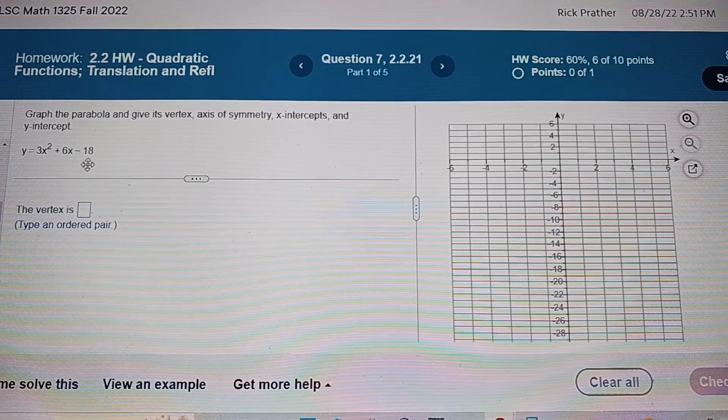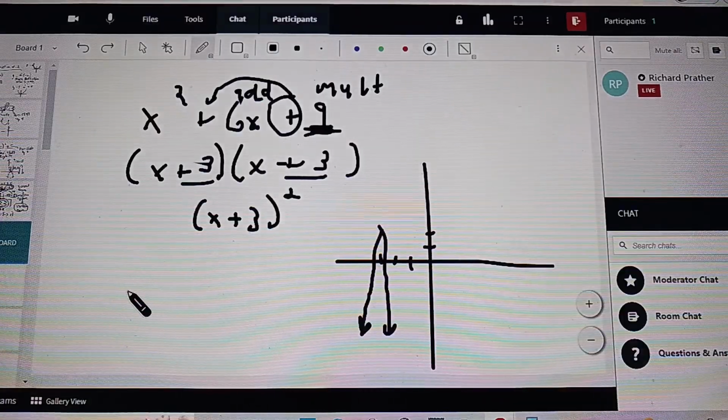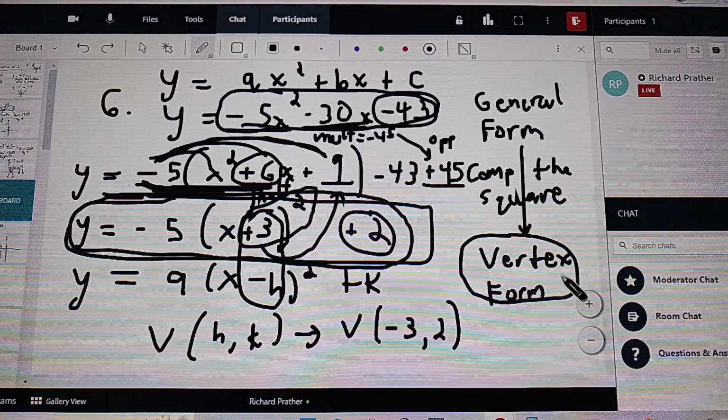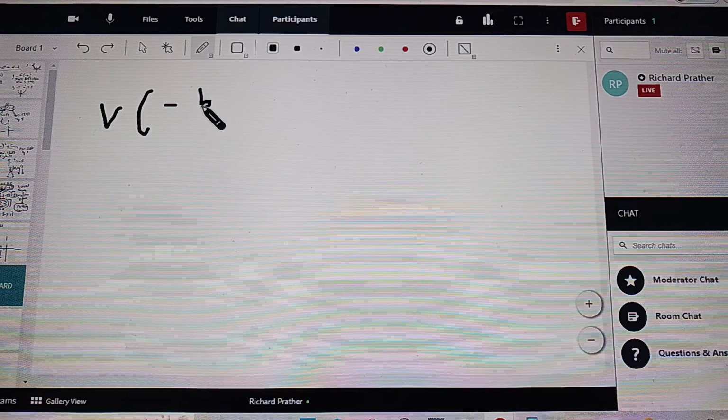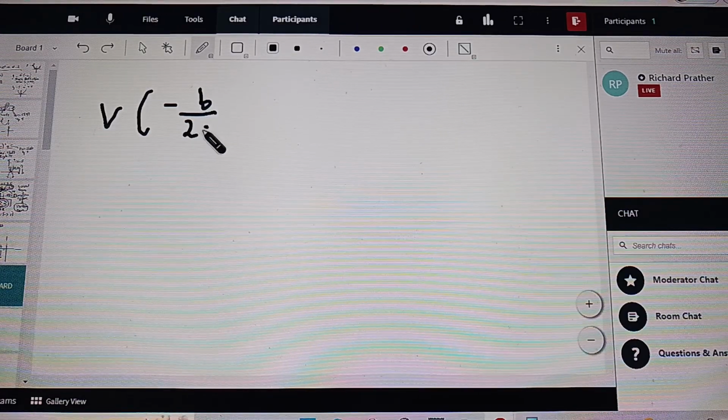Okay, so now it also turns out, besides doing what we just did, there is a way to get the vertex alone from the general form if you don't want to do all that completing the square, if that's all you need. Now, if they ask you for the vertex form, you're forced to do the completing the square. But if you just want the vertex, there's actually a vertex formula. The opposite of b over 2a, and f of that answer.